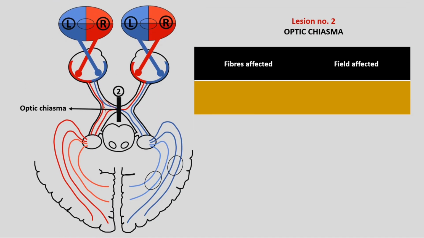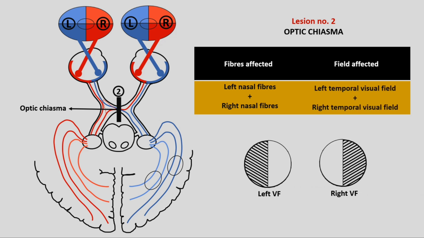Lesion number 2 is at the optic chiasma, and to look for the affected fibers, follow the lesion anteriorly to the retina, and we find that nasal fibers from both the eyes are affected. So the affected field will be opposite to the affected fibers, and that is the temporal visual field of right and left eye, which is known as bitemporal hemianopia, where hemi means half, anopia means blindness, and bitemporal means both visual fields in the temporal part.